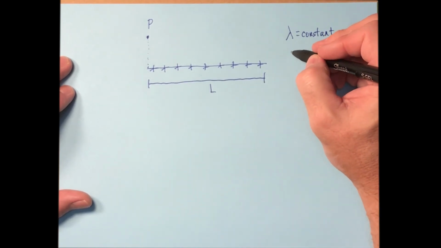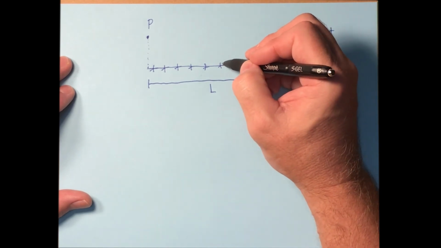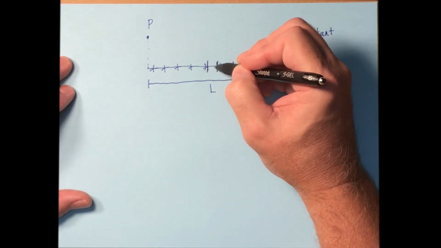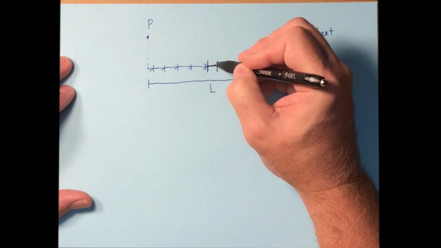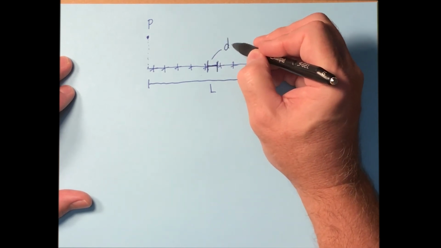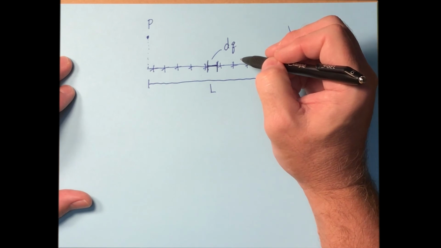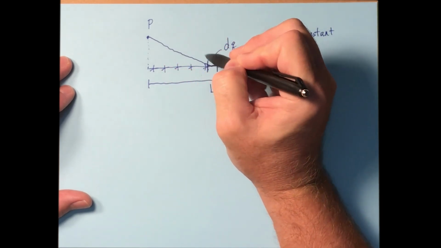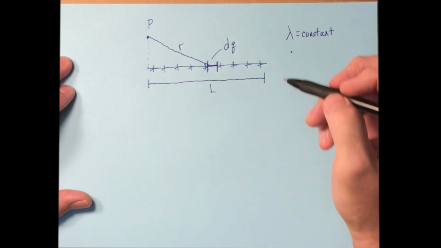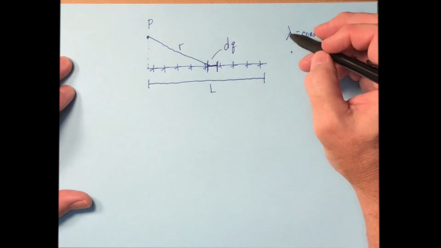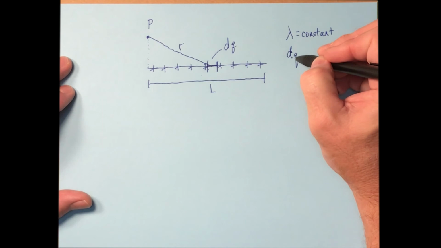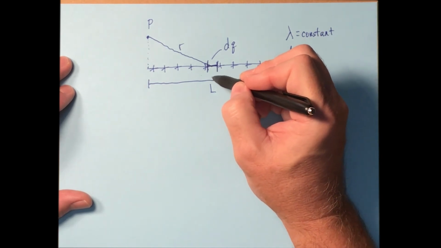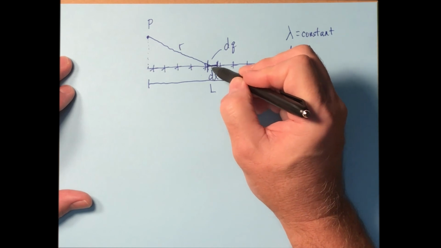So what does that mean? That means we could divide this up into little charge segments. So let's take a little section of it here. What's in between there is going to have charge dq on it. And that's some distance away here. We'll just say that that's distance r away. So dq is going to be lambda times whatever this distance is here, and we'll just say that that is dx in there.